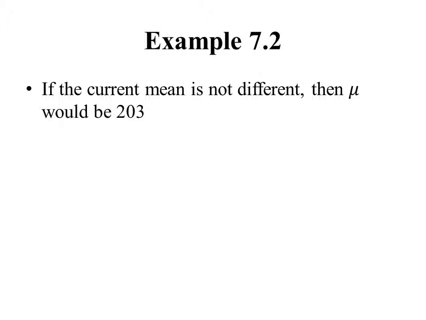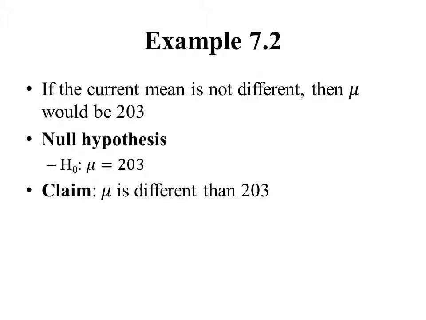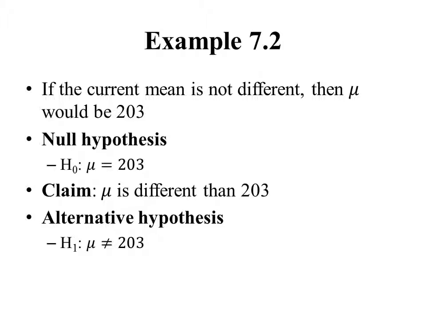Okay. So now we need to set up our hypotheses. Well, let's make an observation. Remember, the null hypothesis is the statement of no change or no difference. So if the current mean is not different than it was in 2002, then mu would be 203, the amount that it was in 2002. So the null hypothesis is the statement that mu equals 203. Now the claim or the research hypothesis is that mu is different than 203. And so our alternative hypothesis is going to be the statement that mu is not equal to 203.